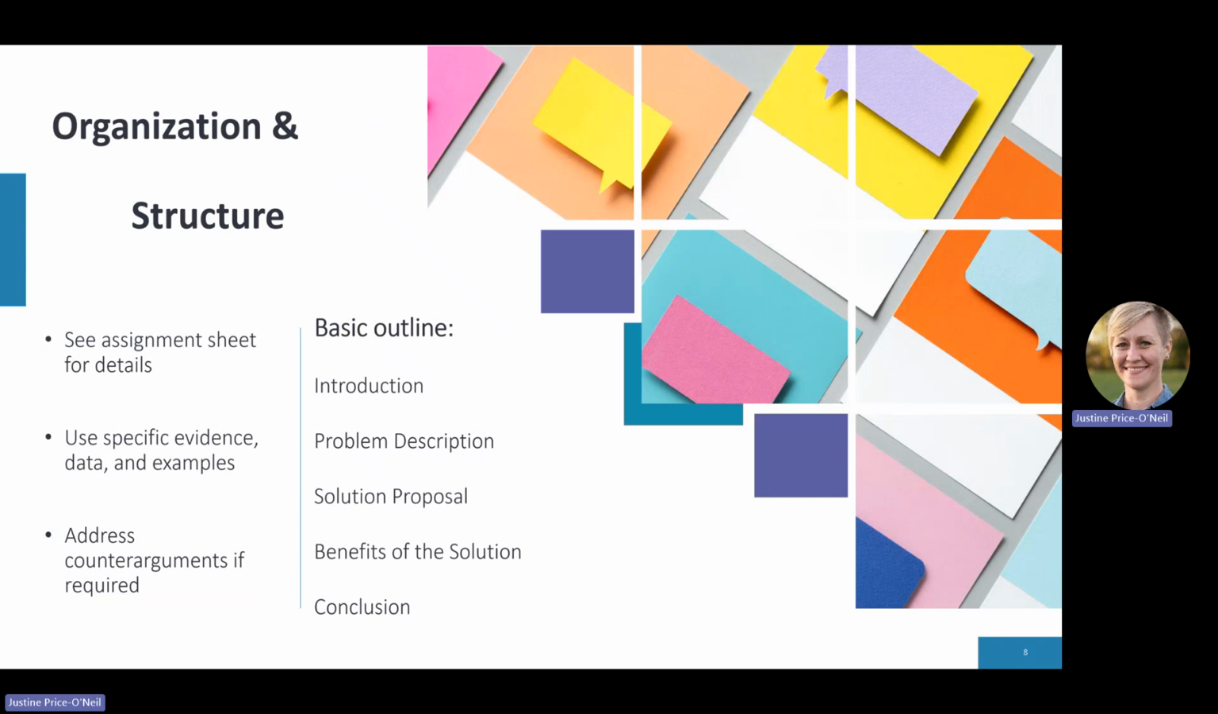Here you might propose one solution, or you might propose several and then choose the best one at the end. You could then also explore the benefits of the solution, showing how that would look if this solution was to take place. And then you would close with your conclusion paragraph.